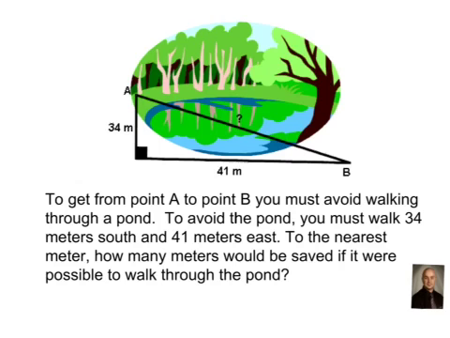Now normally you would have to walk a distance of 34 meters plus another 41 meters to keep your feet dry, so to speak, and stay out of the swamp, and that would be a total of about 75 meters. But that's not the shortest distance. The shortest distance from A to B would be the hypotenuse of this right triangle.